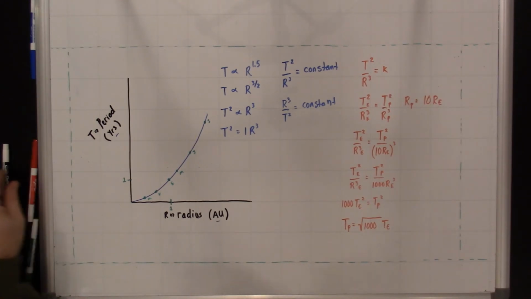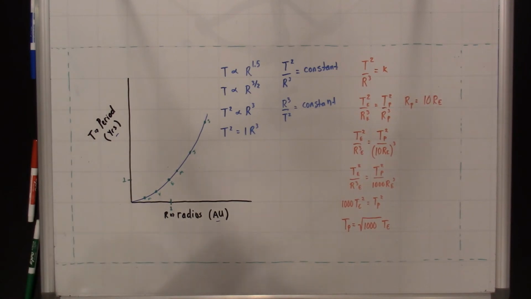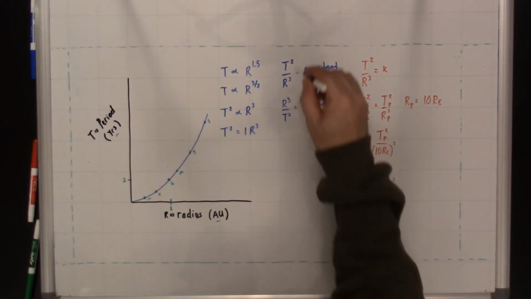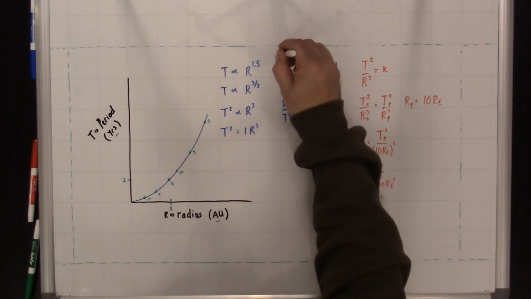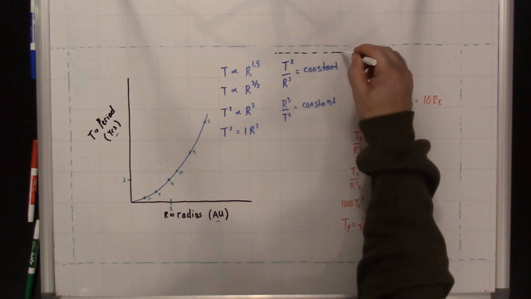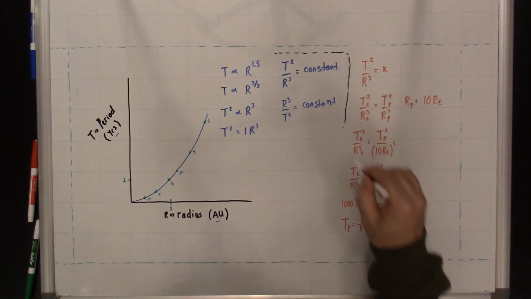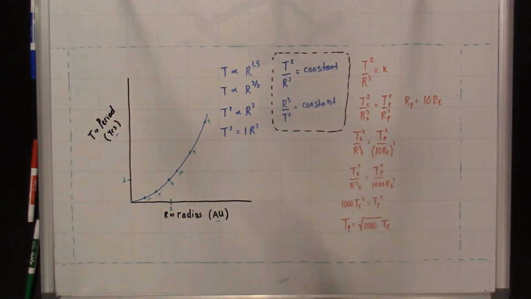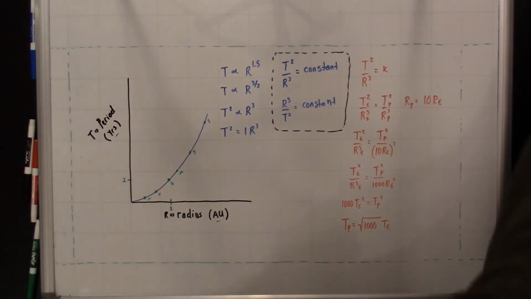So the idea that t squared over r cubed is a constant, or r cubed over t squared is a constant, this is Kepler's third law, and this is an application of it. And we're going to see how this does or does not gel with Newton's law of universal gravitation.